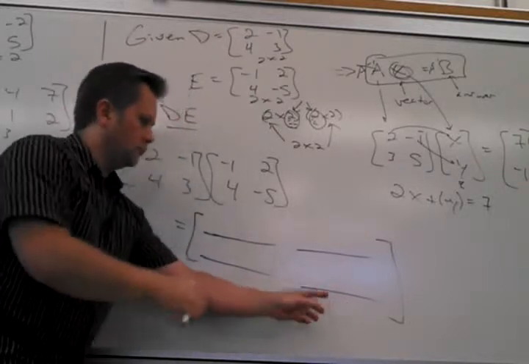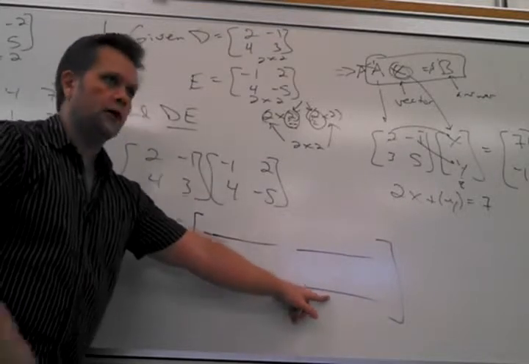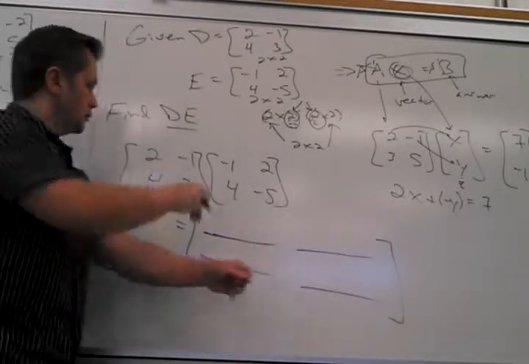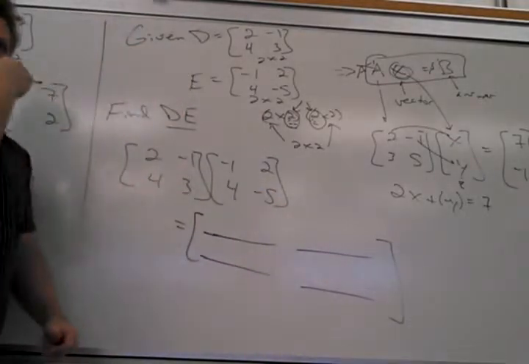The second column. Which element is it? Where is it? Which row is it in? It's in the second row. Which column is it in? Second column. So I would take the second row times the second column. The answer to that would go there.